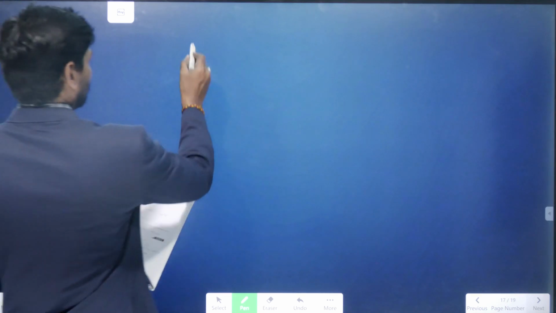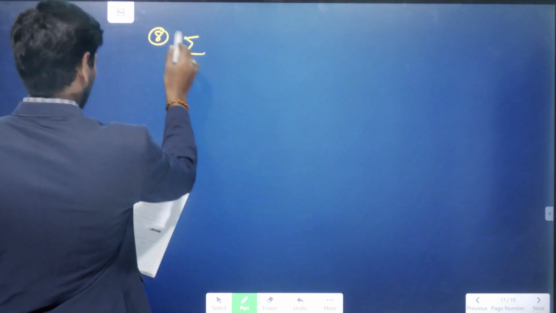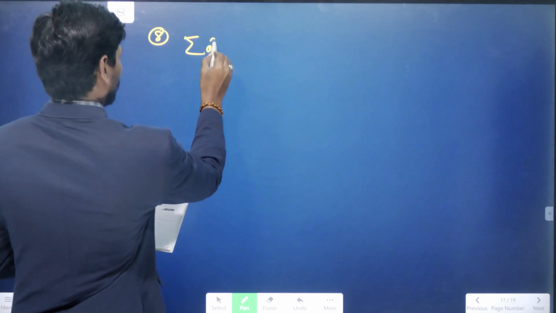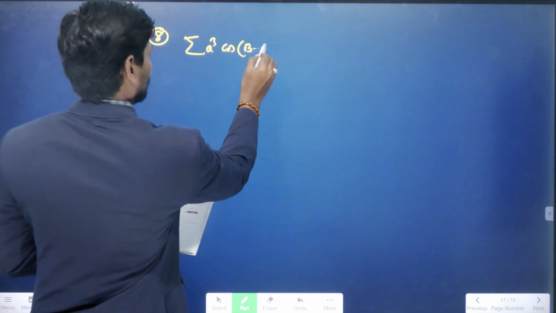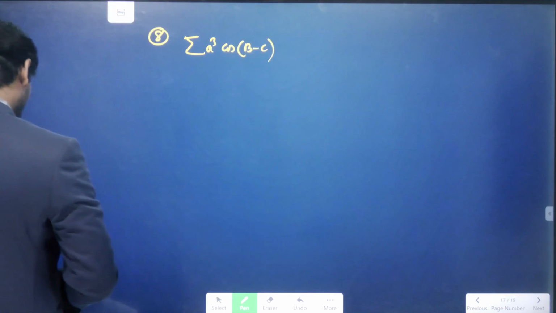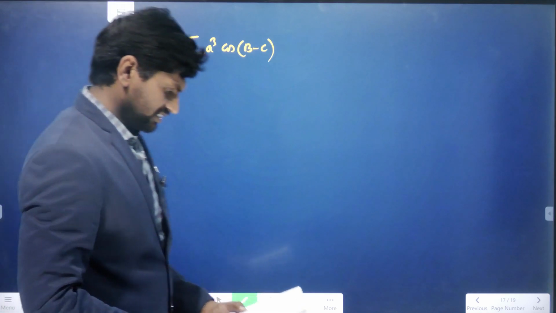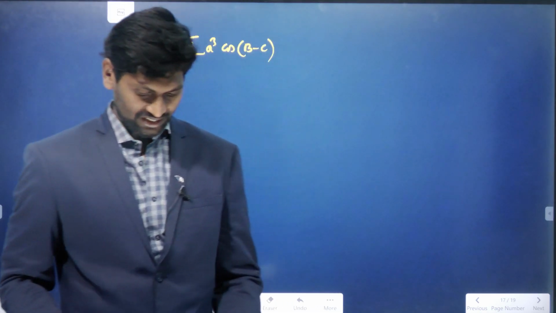Yeah, problem number 8 is, in a triangle, sigma a cube into cos(b minus c). Sigma a cube into cos(b minus c). Yeah, it is a somewhat huge problem, so we will discuss it in the next period.